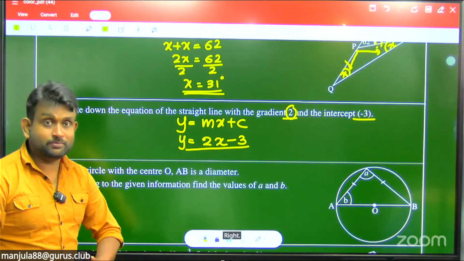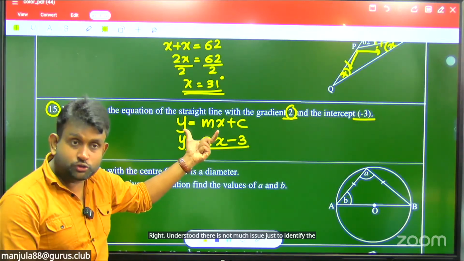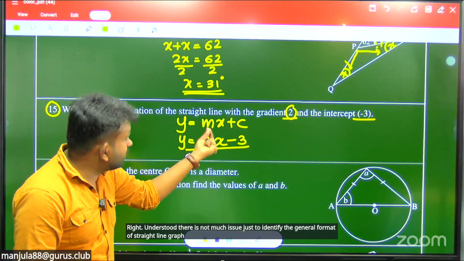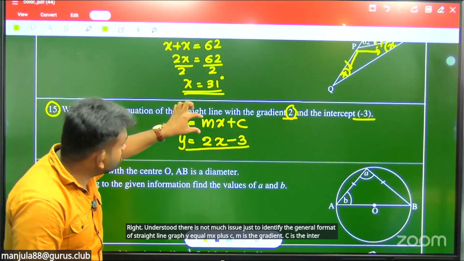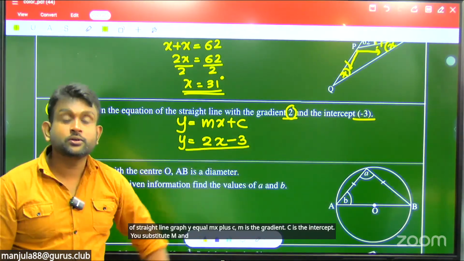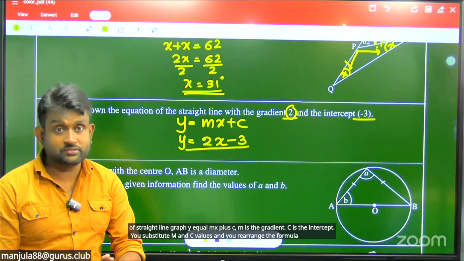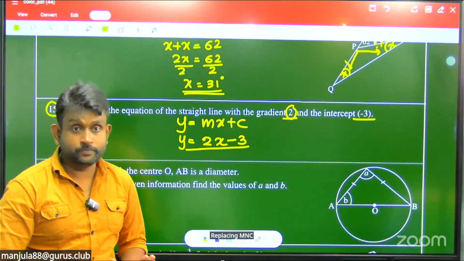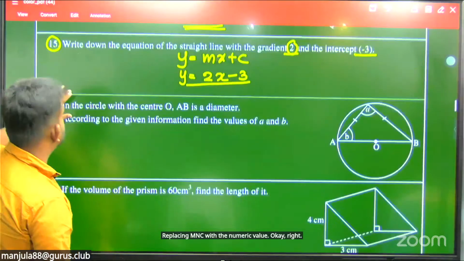Understood? That is not much of an issue. Just identify the general format of a straight line graph, y equals mx plus c. m is the gradient, c is the intercept. You substitute the m and c values and rearrange the formula, replacing m and c with the numeric values. Okay, right. Question number 16.